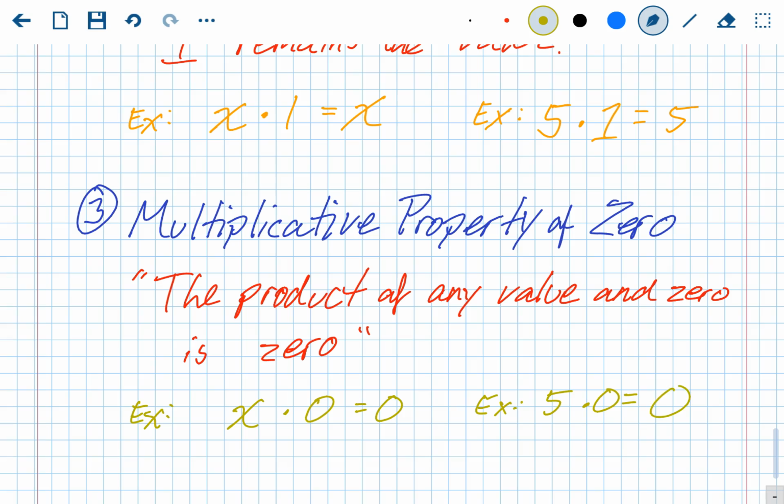So again, those are the properties. It seems basic, but they are important, and you do have to know them.